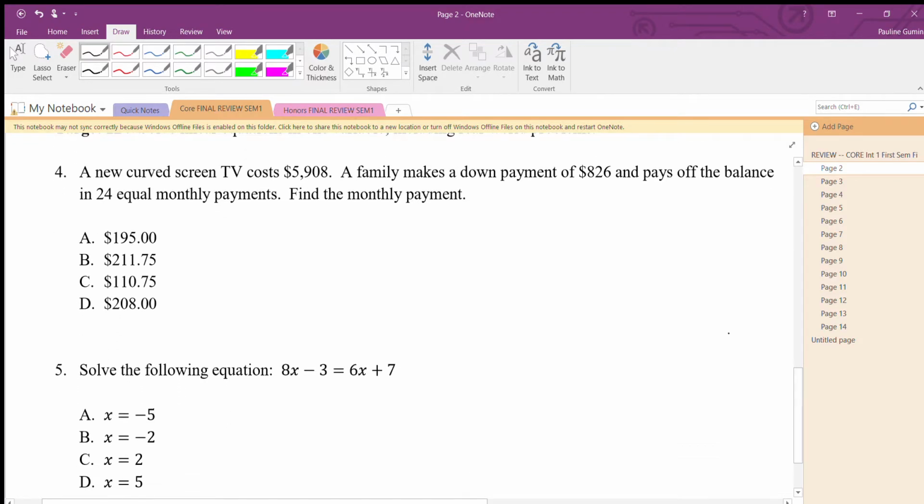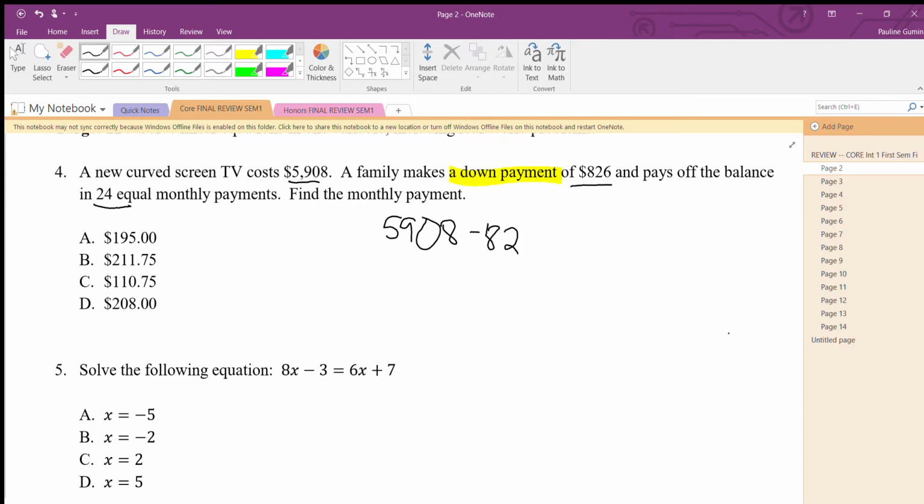A new curved TV screen costs $5,908. A family makes a down payment of $826 and pays the balance off in 24 equal monthly payments. Let's find that monthly payment. Now, the first thing I see here is that the family made a down payment. That means at the store, they paid a total of $826.